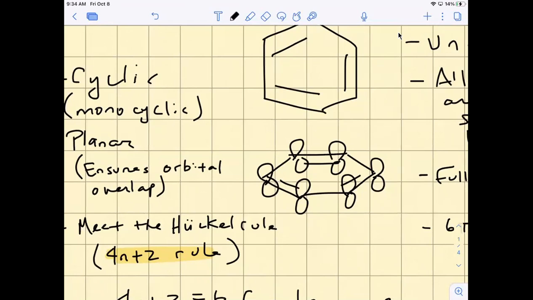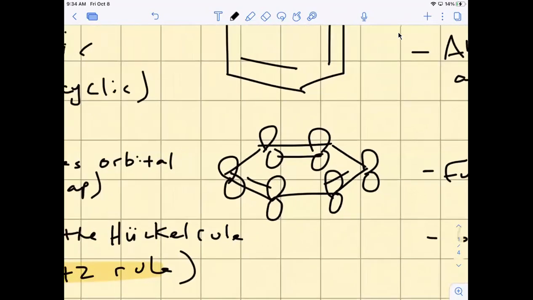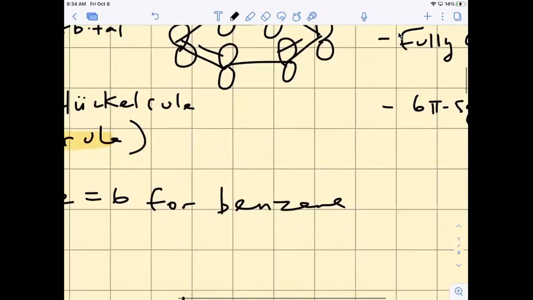Oh, good question, Cornetta. When you asked about the planar, I just saw that message in the chat. So as far as having a bridge is concerned, if it has a bridge that disrupts the orbital overlap, then no, right? That would take away the aromaticity because it has to be fully conjugated. But if it's substituted, it's fine, because if you put a substituent on a benzene ring, let me go over here.